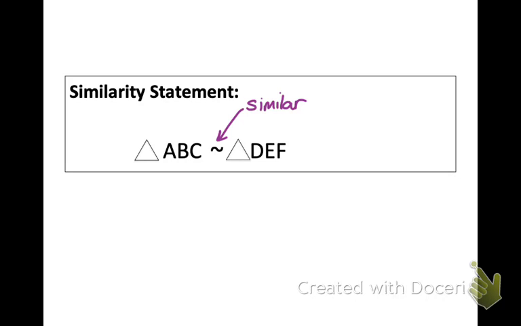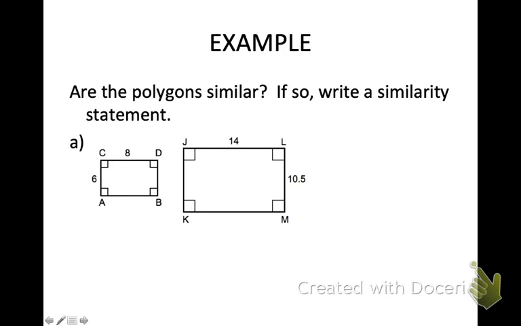So if you're asked to write a similarity statement, if it's a triangle, then you can just put the triangle symbol in front and put the letters of the vertices. If it has 4 sides, then just list all 4 letters. If it has 5 sides, then just list all 5 letters. You don't need to put any type of symbol in front of those letters.